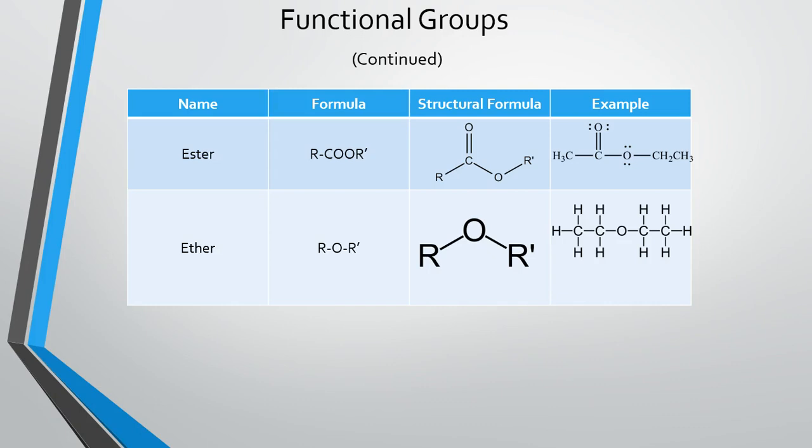Okay, so the first one is an ester. Okay, so we have to figure out which alcohol it came from. So it came from ethanol, so we call that ethyl ethanoate. So you've actually already seen this example in the notes. And the next one is an ether, and that's ethoxyethane.